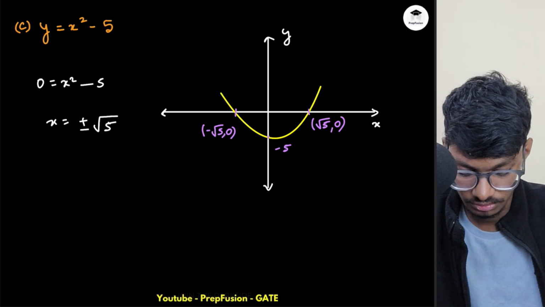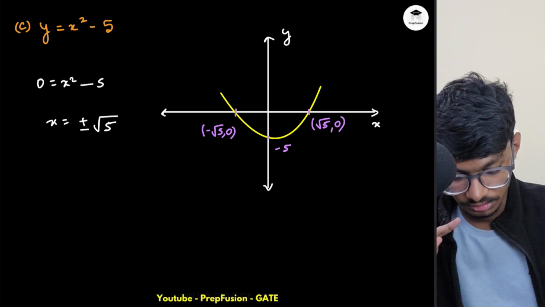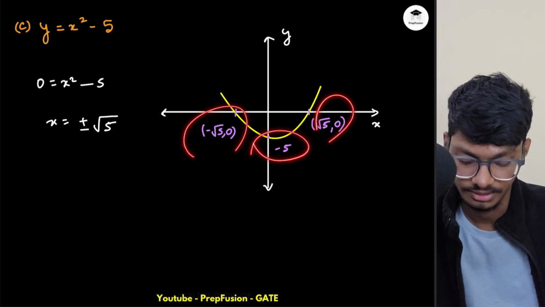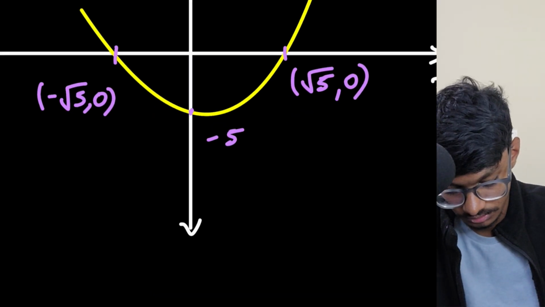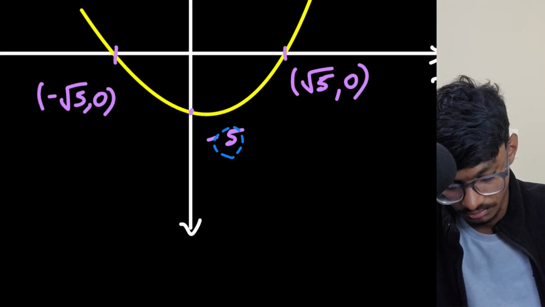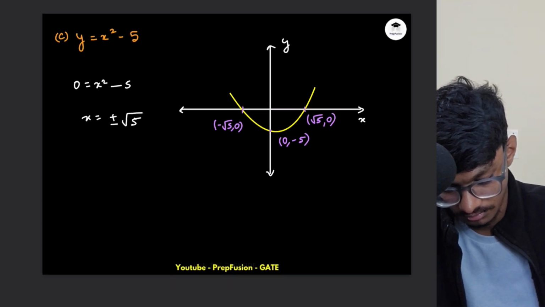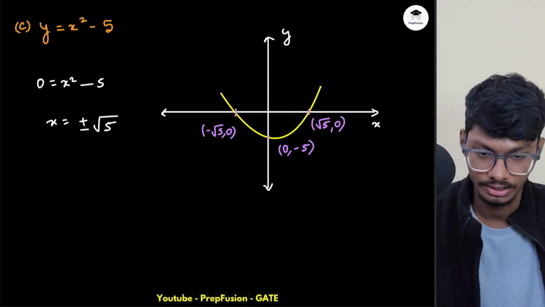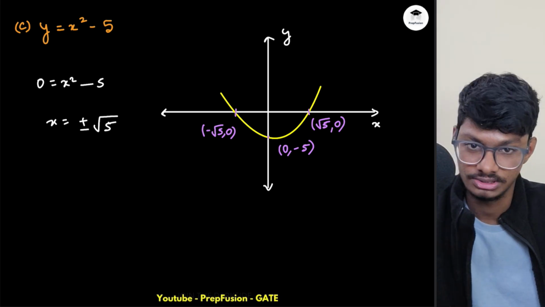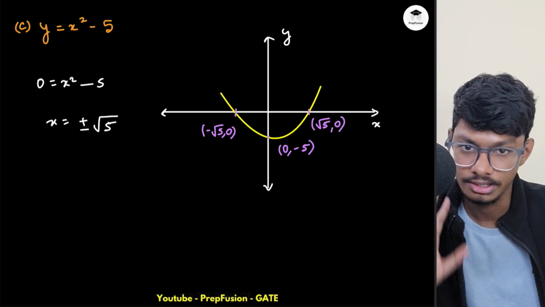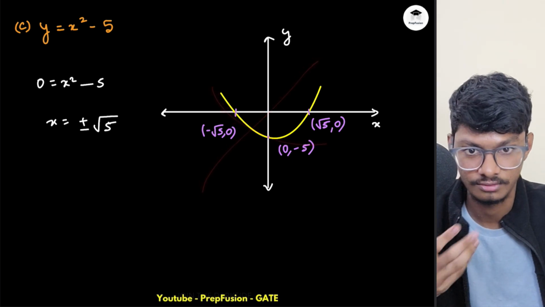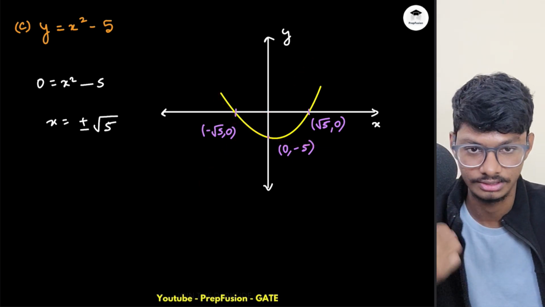Okay, so this is plus minus under root 5, the x intercepts, and the y intercept is 0 comma minus 5. Okay, so these are y and x. As you can see from the graph itself, this is again not a linear graph. This is a curvature, so it does not satisfy linearity.